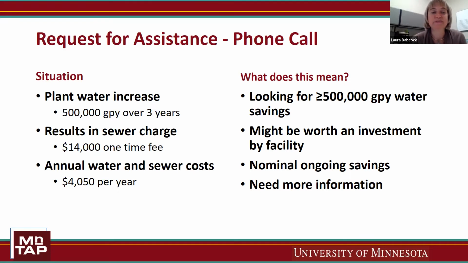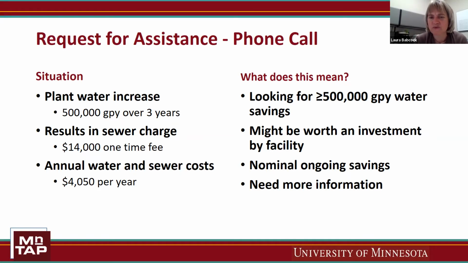The situation was there was a plant that had a 500,000 gallon per year water increase over the last 3 years. As a result, the sewer folks were coming after them with their sewer availability charges. It was going to be $14,000 for this small business, and they were really getting nervous about this. Their annual water and sewer costs are about $4,000 per year. So what does this mean? What do we need to do? Well, we need to help this company find over 500,000 gallons per year of water savings. That's going to be our job.